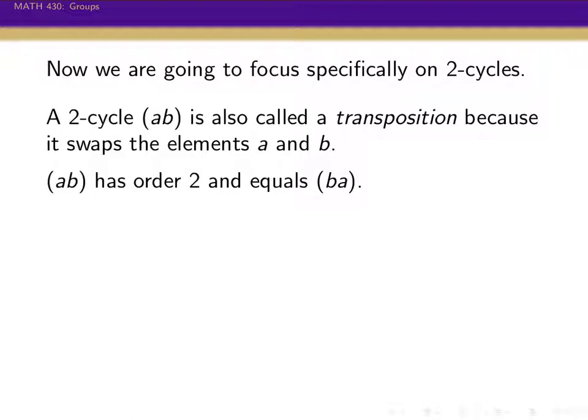Now, any two cycle has order 2. If you apply it to itself, if you swap A to B and then do it again, B goes back to A, everything goes back to how it started, and so that's the identity. And also the order in which we write it doesn't matter. So the two cycle AB is the same as the two cycle BA. They're both just saying swap A and B.